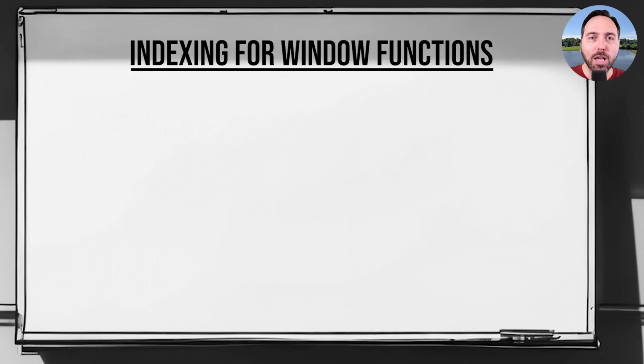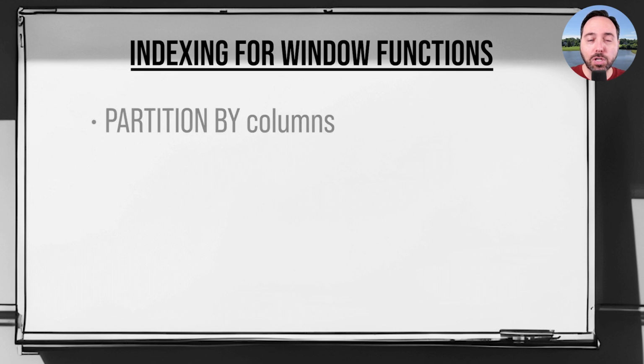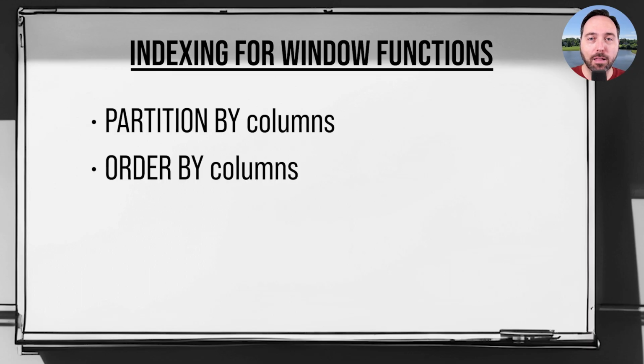In this classroom segment, I want to talk about indexing strategy with window functions. The rule of thumb around indexing window functions is POC. First, we focus on partition by columns. Then, we look at order by clause columns. Finally, we review covering columns. That is, all of the other columns that appear in this query.